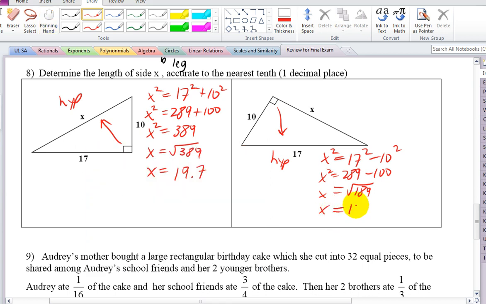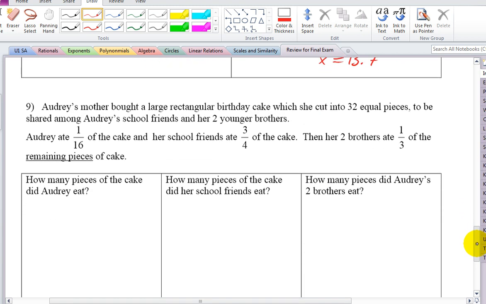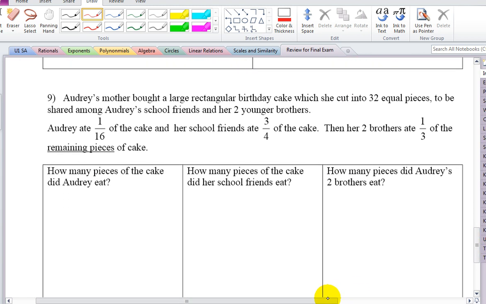Hands up if you got both answers. All right, awesome. Okay, word problems. We like to do word problems with fractions. When you're trying to think of a fraction of, that means it's a multiplication.